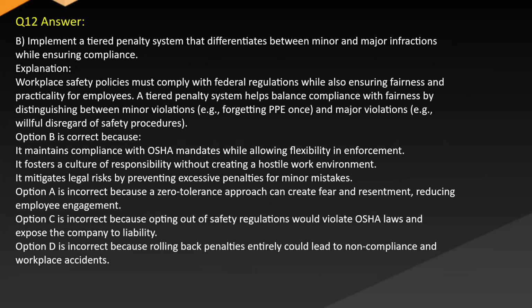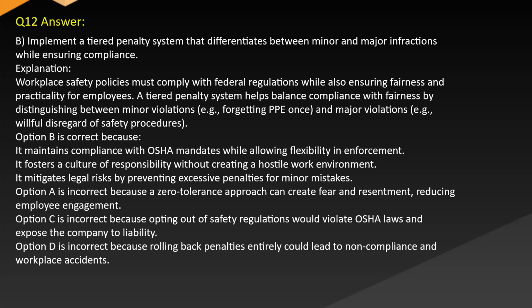Answer. B. Implement a tiered penalty system that differentiates between minor and major infractions while ensuring compliance. Explanation. Workplace safety policies must comply with federal regulations while also ensuring fairness and practicality for employees. A tiered penalty system helps balance compliance with fairness by distinguishing between minor violations, e.g. forgetting PPE, and major violations, e.g. disregard of safety procedures. Option B is correct because it maintains compliance with OSHA mandates while allowing flexibility in enforcement. It fosters a culture of responsibility without creating a hostile work environment. It mitigates legal risks by preventing excessive penalties for minor mistakes.